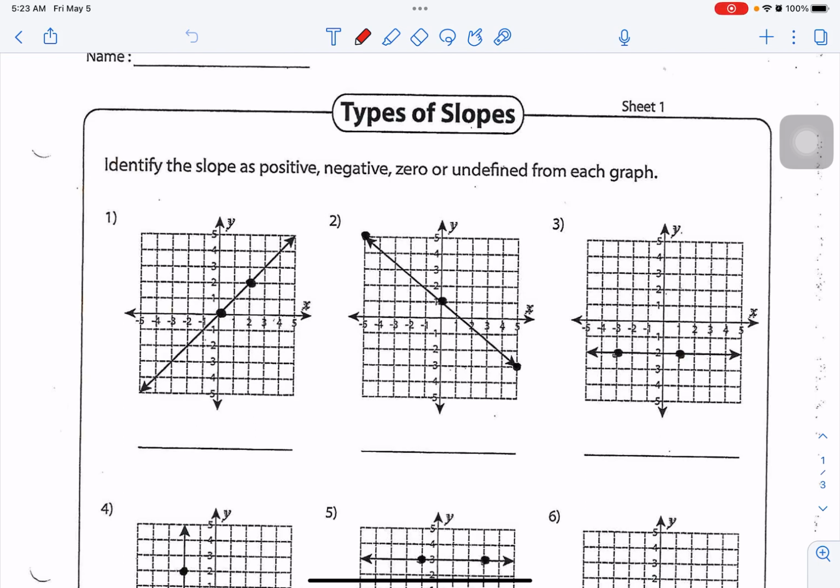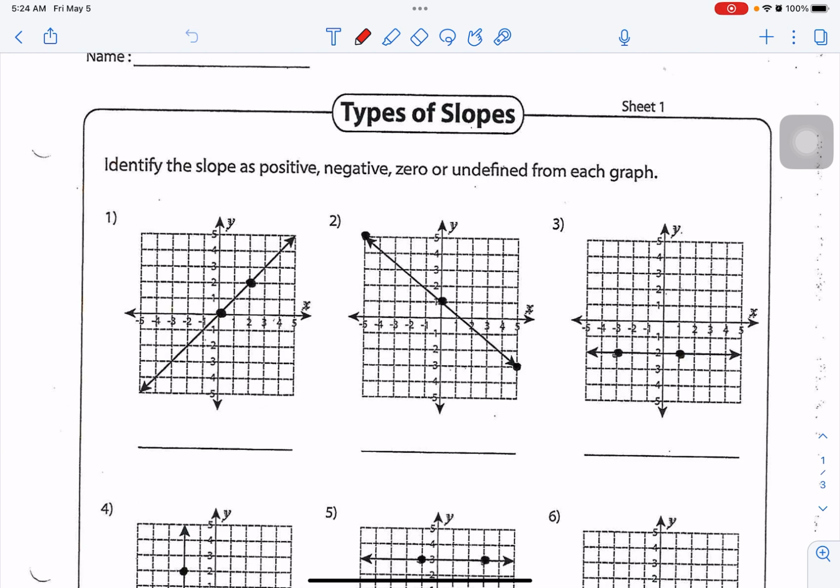All right, students, today we're going to learn about slope. And slope has two parts to it. Slope talks about the direction that a line is going, as well as gives a numerical value to that direction. So first we're going to just talk about the direction of a line. There are four basic types of slope.